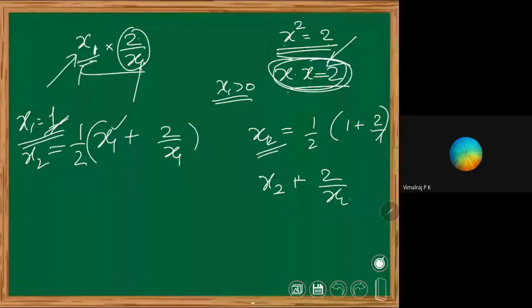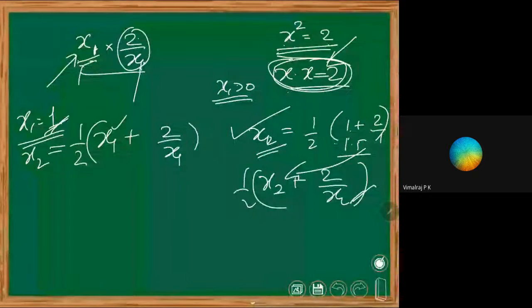2 by x2, it's a better approximation, definitely, no doubt in it. This is 3 by 2, it's actually 1 by 5 or something. So now put these together, average it, and you will be getting something like 1.41. So again use it as x3, go for x4, x5 like that, the same process.